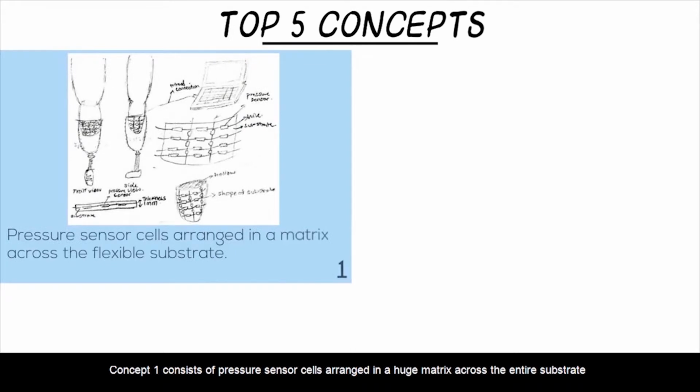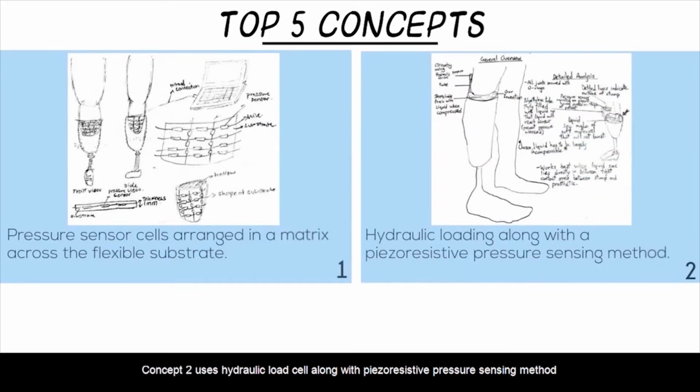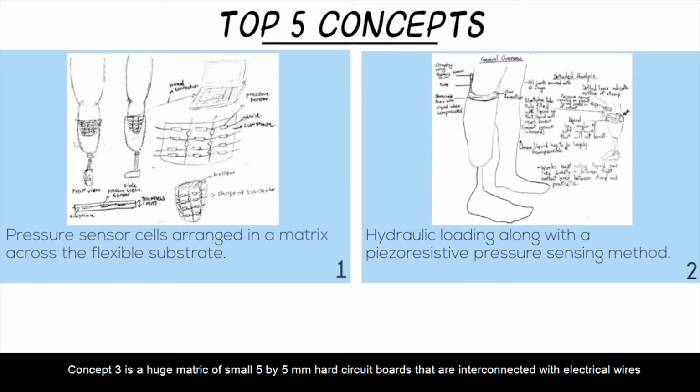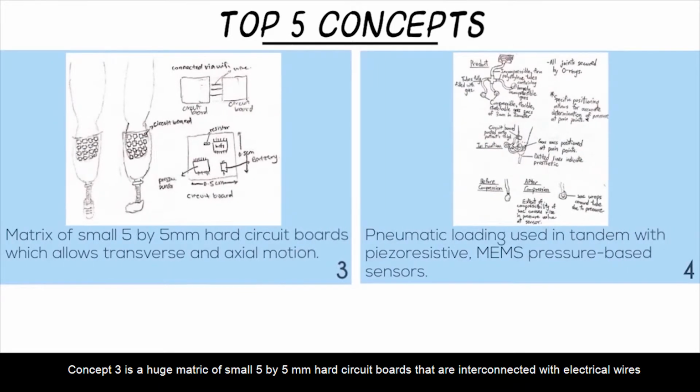Concept 1 consists of pressure sensor cells arranged in a huge matrix across the entire substrate. Pressure is measured at multiple points to obtain a pressure map captured in real time. Concept 2 uses a hydraulic load cell along with piezoresistive pressure sensing method. Concept 3 is a huge matrix of small 5x5 mm hard circuit boards that are interconnected with electrical wires. This allows for transverse and axial motion relative to one another.